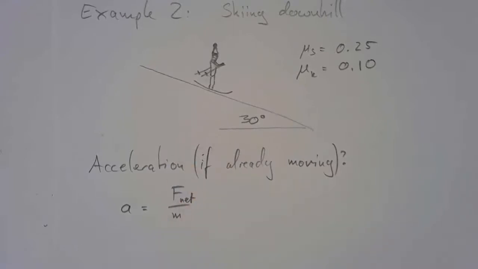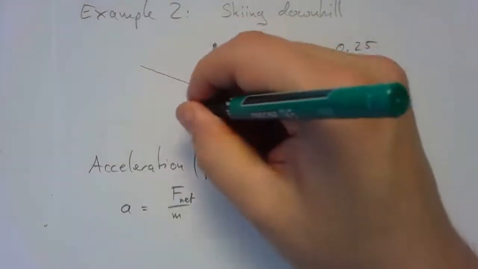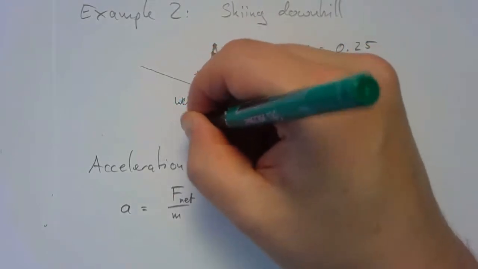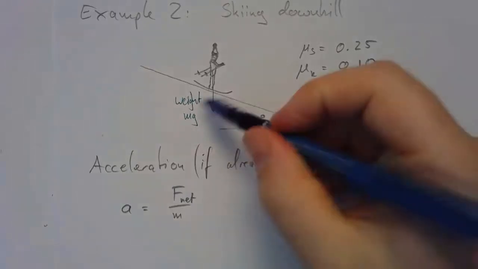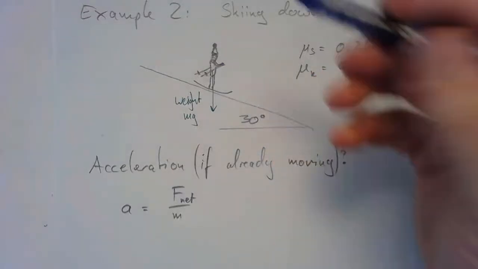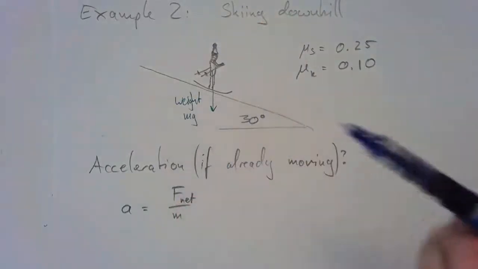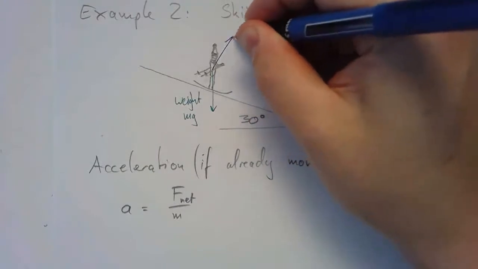Well, to figure that one out, let's just draw what the forces are that are acting in this case. Clearly, there's a weight. The weight is what it always is, mg, because gravity does not care. There's a normal force, because we have surfaces touching, and the skier is not just falling through the surface. Is it a normal force straight up? No, it's not, because we're on a slope. Remember, the normal force is normal. It's perpendicular, so it points in some direction like this.